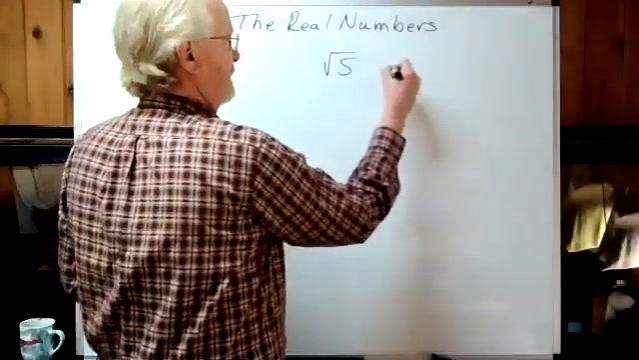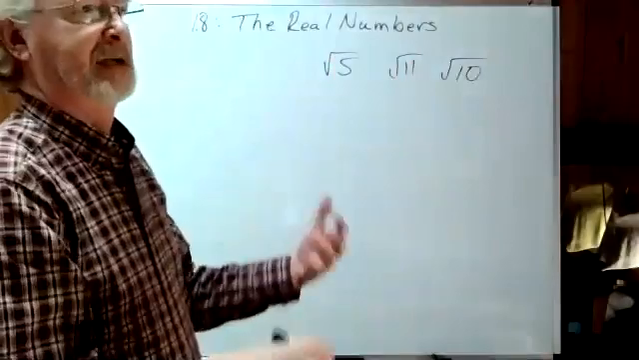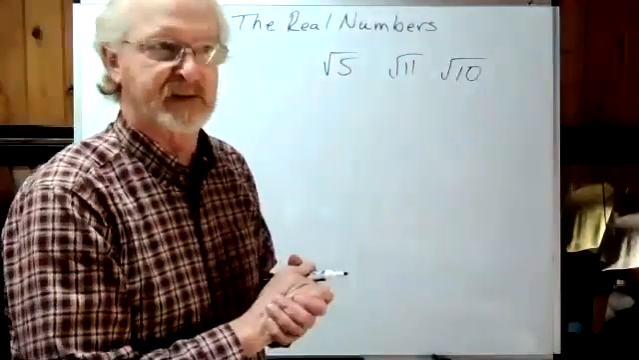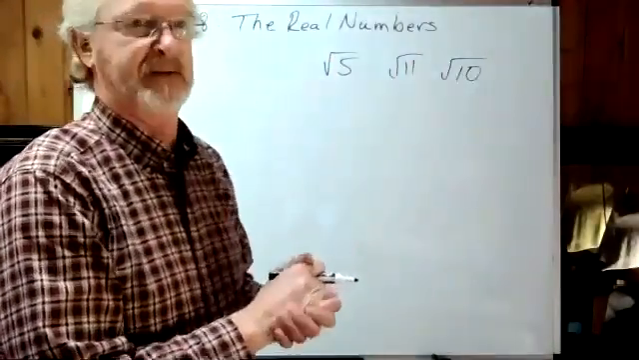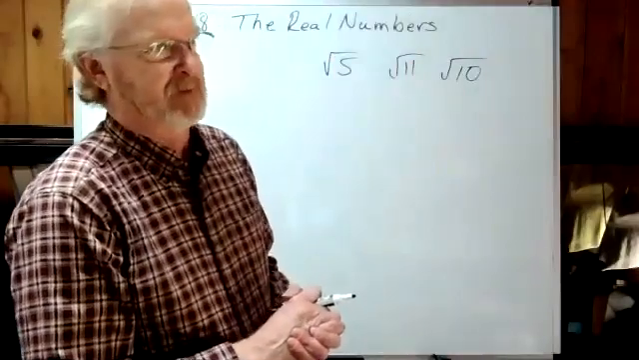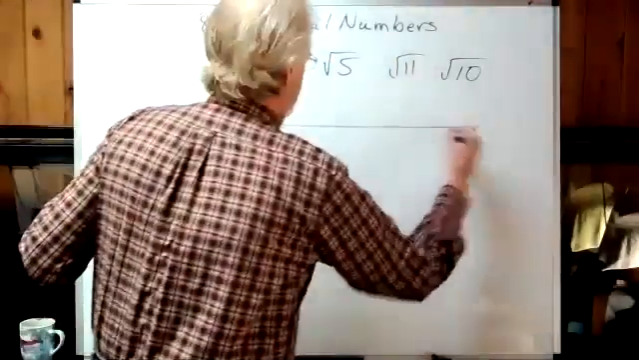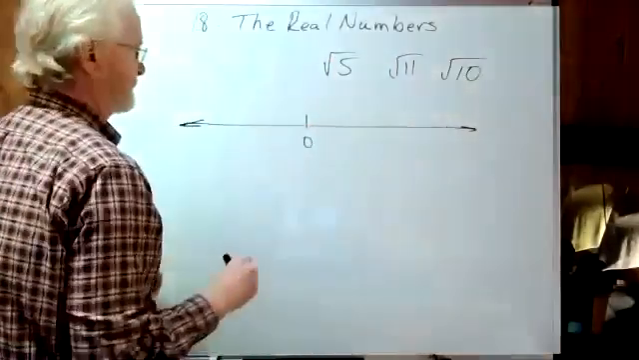Square root of 5, square root of 11, square root of 10: there is no exact nice number answer for that. It falls into a different set of numbers than all those nice ones. That's what we're going to talk about right now. Okay, number line, sets of numbers.